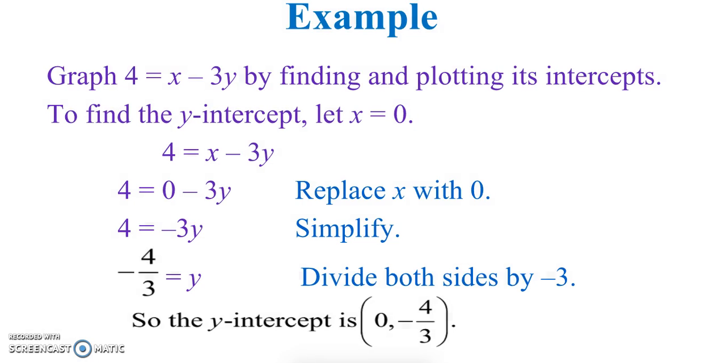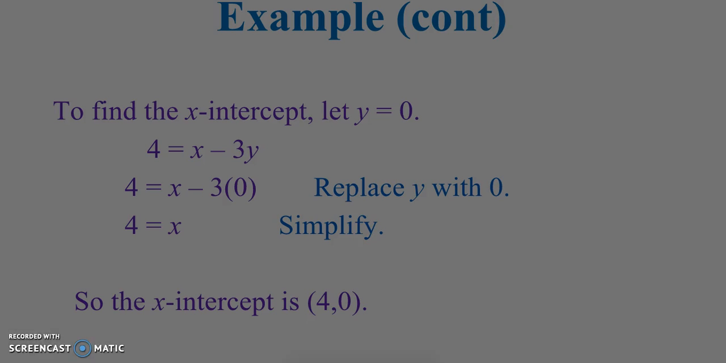Here's an example. So I have my equation. I'm going to replace x with 0, and I'm going to solve for y. I do my math, I simplify it, I do exactly the same solving that we've done, and I have -4/3 for my y. So I know that x is 0, and it's going to cross my y-axis at the -4/3 point.